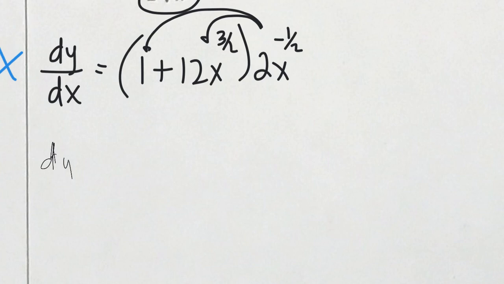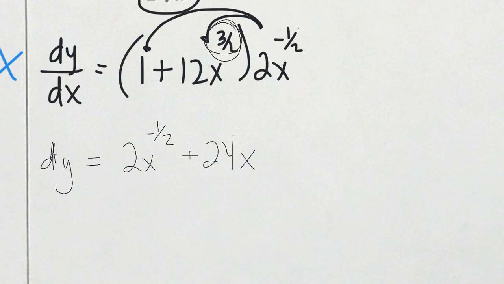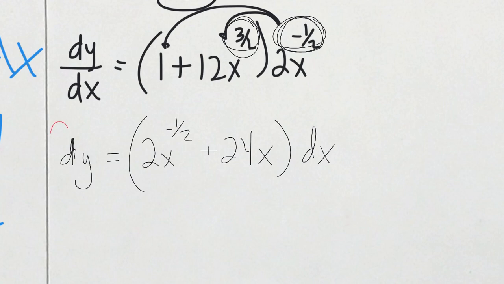So let's just do this. dy equals 2x to the -1/2 plus 24x to the 3/2 minus 1/2, which is 2/2. 2 divided by 2 is 1. And we're going to have dx. So we have separated our variables when I multiply both sides by dx. So now we're going to integrate. We can take the integral of both sides.